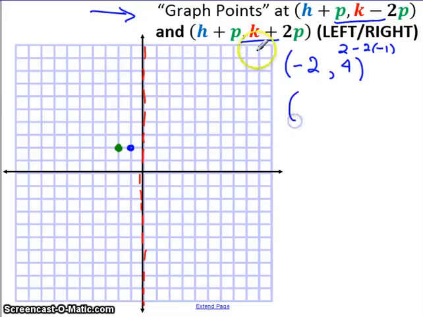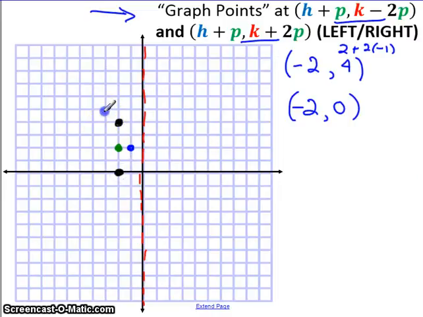For our second point, we see h plus p is the same for x on both of these, so we don't have to recalculate that. This time we're taking k plus 2p. So k plus 2p is 2 plus -2, which is 0. I'm going to plot those 2 points, -2, 4, and -2, 0.